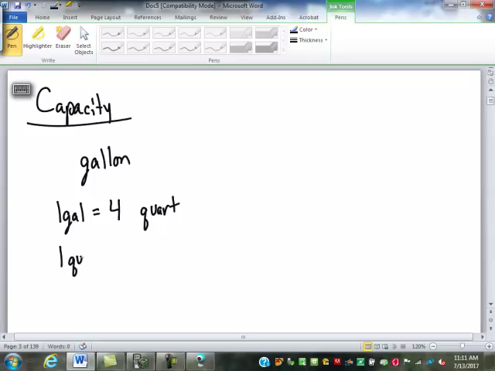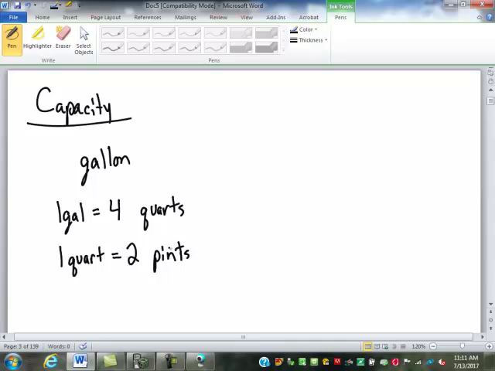Now, smaller than a quart is a pint. How many pints are in a quart? 2. Now, this is one of those measurements that was adjusted over time. It does not originally take 2 pints to equal a quart. They adjusted their size. A pint was a standard size glass or jar that was used for all sorts of things, and serving beer and ale was one of them. So that was where that came from.